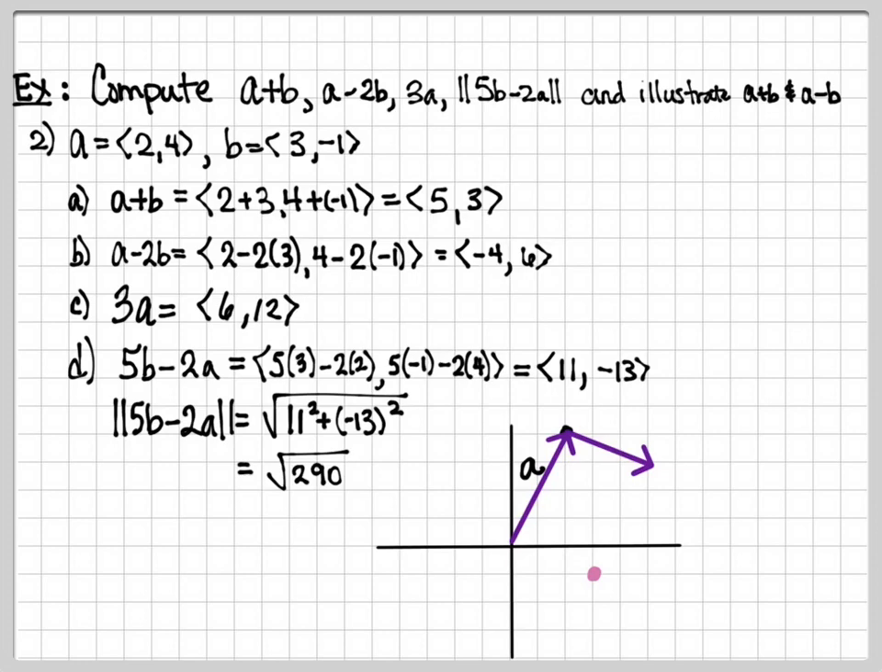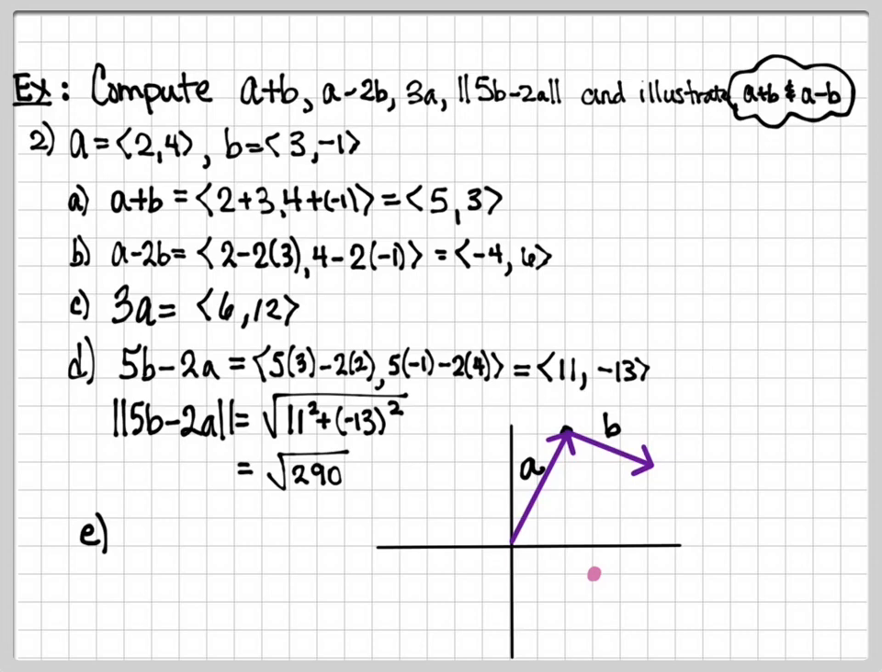Wait, if we're dealing with 5B minus 2A? I'm not. We're doing A plus B. Okay. This is not part D. It's, if you will, part E, which is to draw these things graphically. I'm on the point right here. Okay? So I've got A, and I've got B here. And that's equivalent to the B that started at the origin, right? And ended at 3, -1.